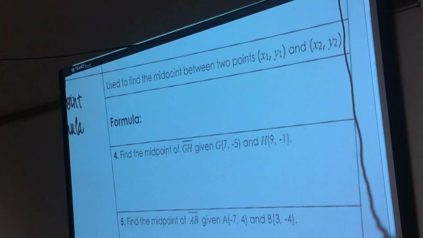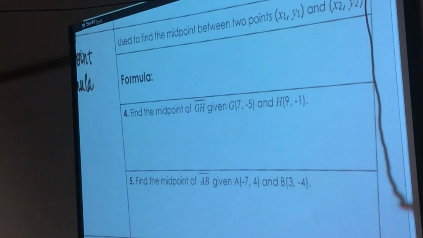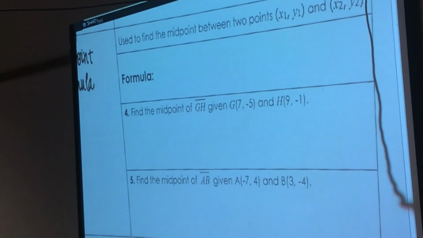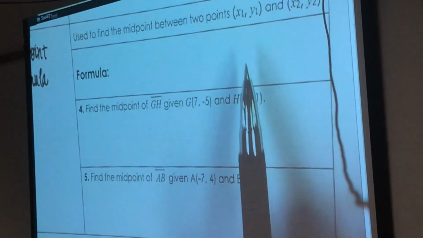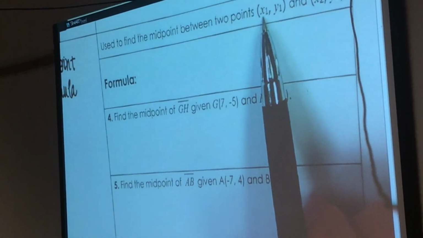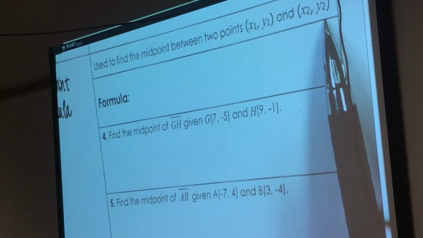To find the midpoint formula, the first thing you have to realize is that any point on a coordinate plane in math is x1 and y1, right? So you have an x coordinate and a y coordinate. If you have 2 points, for the first point, the x is x1 and the y is y1. For the second point, the x is x2 and the y is y2.